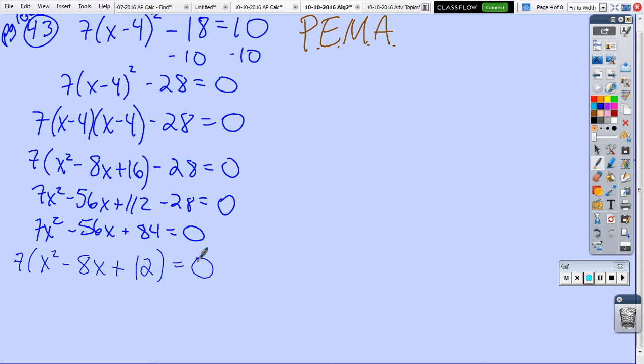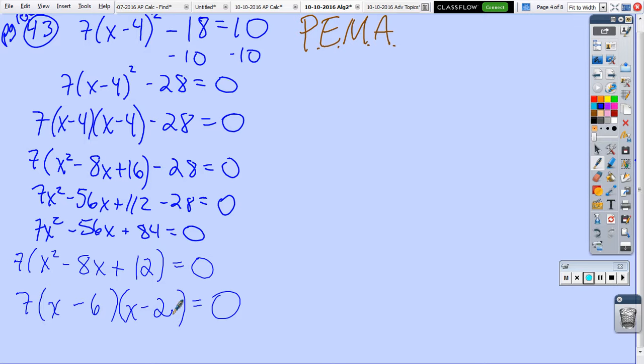All right, so now, can I do short AC? Am I allowed to do short AC? Yes. And why can I? Because the a coefficient is a 1. So x, and factors of 12 that add to negative 8: negative 6 and negative 2. And you can even check: x squared minus 2x minus 6x plus 12, it works out.